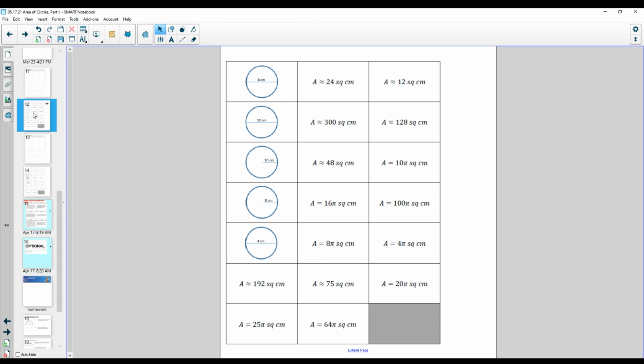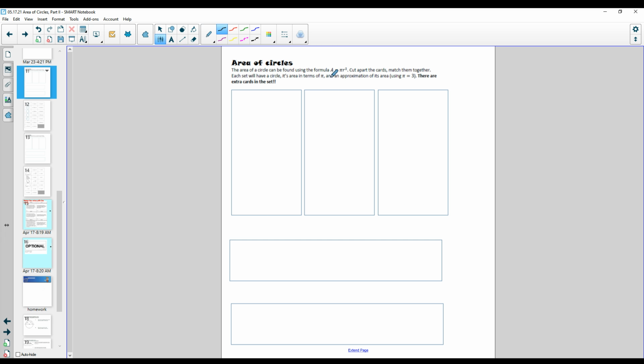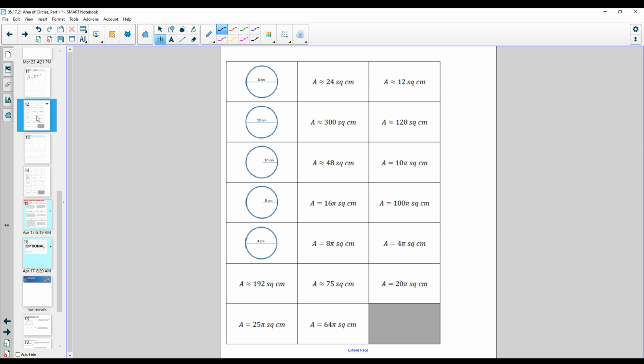Today's lesson is over area of circle. So, what do we know about area of circle? The formula is A equals pi r squared. So, now let's do two examples.